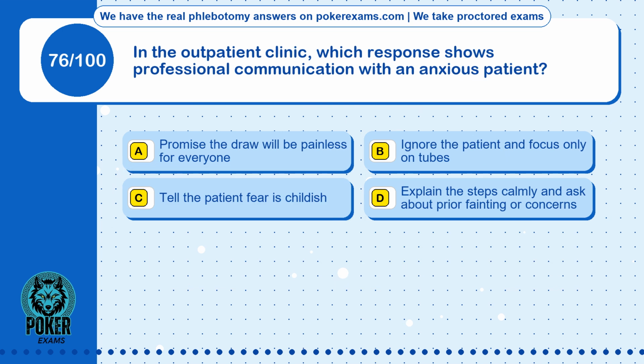Question 76. In the outpatient clinic, which response shows professional communication with an anxious patient? Option A, promise the draw will be painless for everyone. Option B, ignore the patient and focus only on tubes. Option C, tell the patient fear is childish. Option D, explain the steps calmly and ask about prior fainting or concerns.